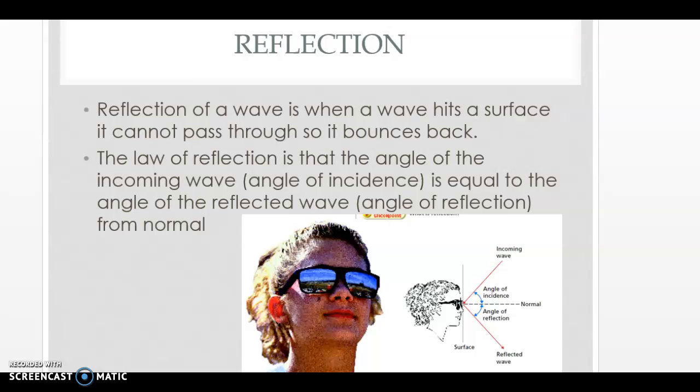So when it comes and hits off of something, like with this girl, the angle of the sun coming in and hitting her glasses is going to be equal to the angle of reflection, the angle that's coming off of her glasses and being reflected off. So that's reflection of waves. When they come in, they reflect off of something, so they can't go through it, they bounce off of it. The angle that they come in is equal to the angle that they go off after being reflected.